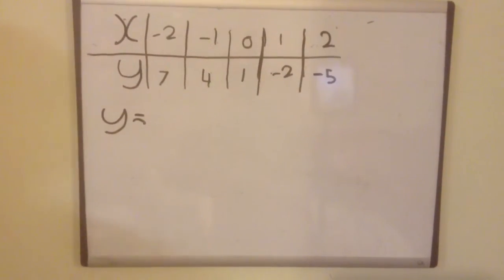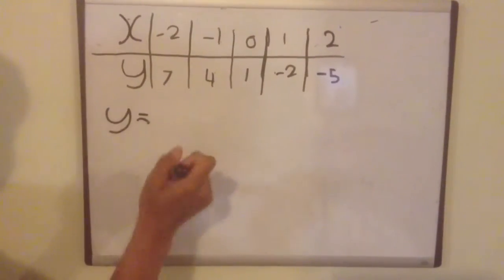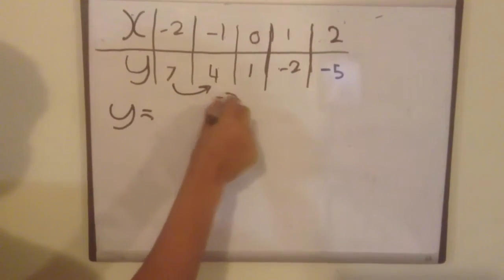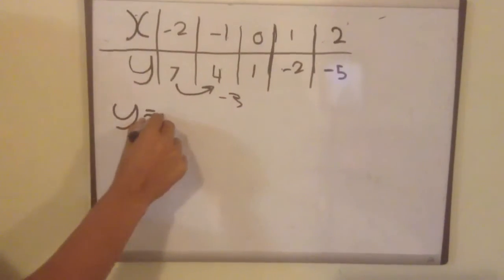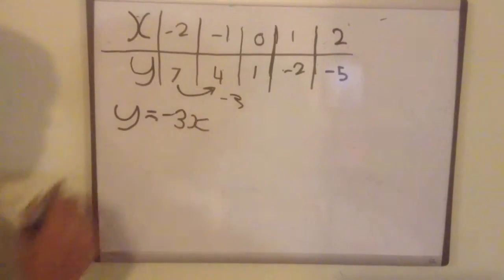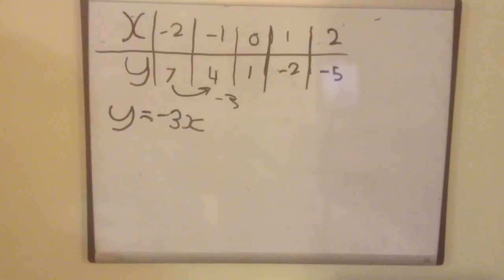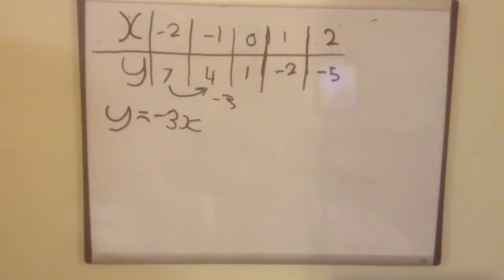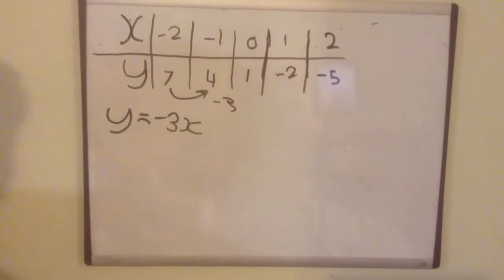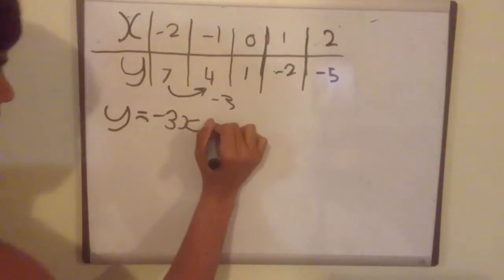So once again, in the y values, we see there is a minus 3 pattern each time. So we'll note this down as minus 3x. Now that we've found that, we'll always look for another obvious one. So once again, we have 0 and 1, and we can see that it is a plus 1. So we'll also note that down in the equation.